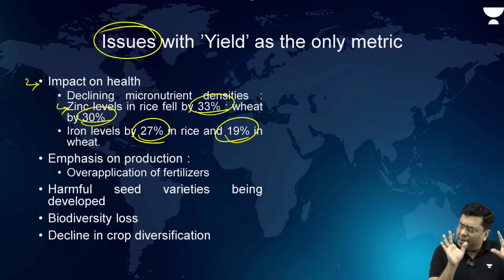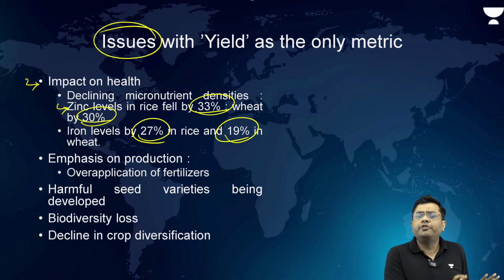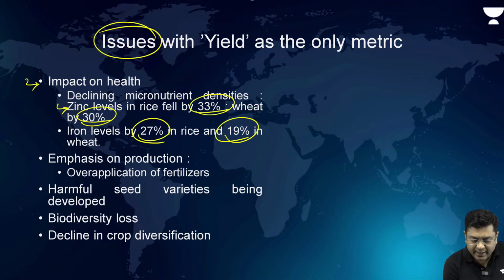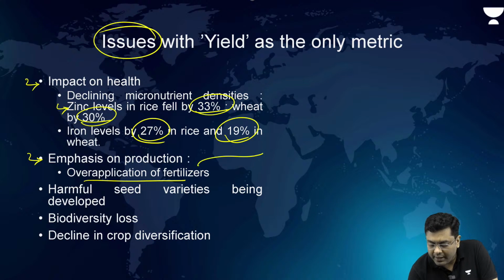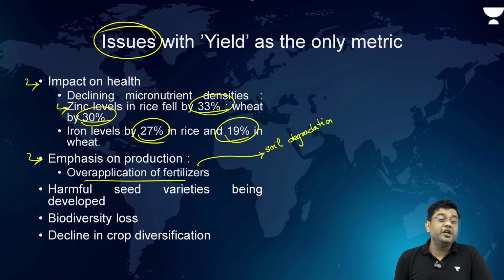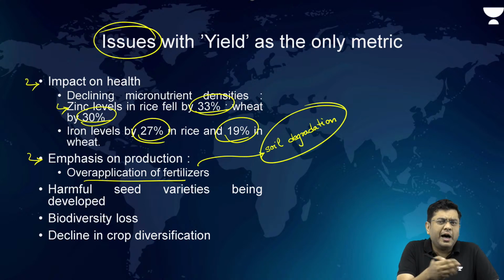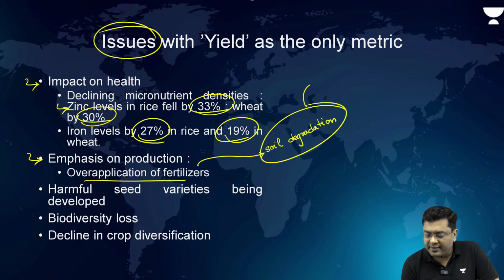Then, that is basically one of the impacts of considering only the quantity, the nutrition level. What are the other things? Overemphasis on production leads to over application of fertilizers. Now this eventually leads to soil degradation. That is a major impact. And soil degradation with the passage of time doesn't allow or support natural vegetation in that area. So that eventually will lead to desertification.